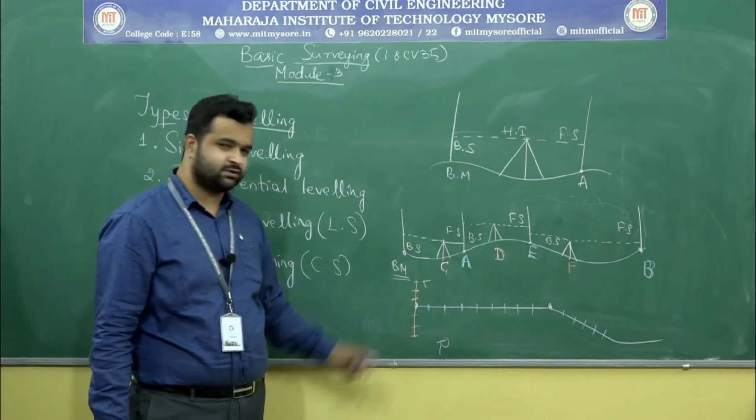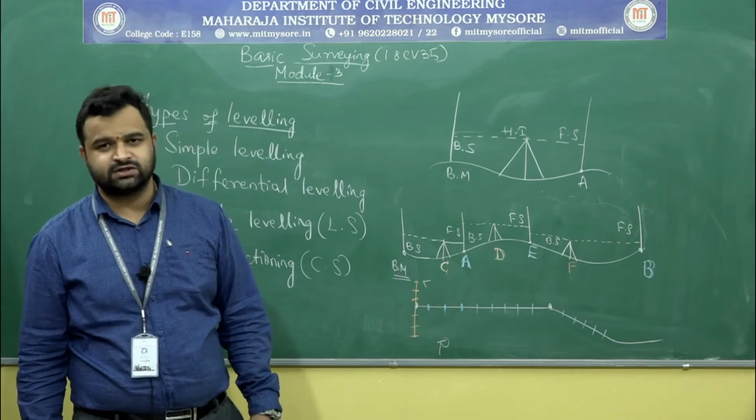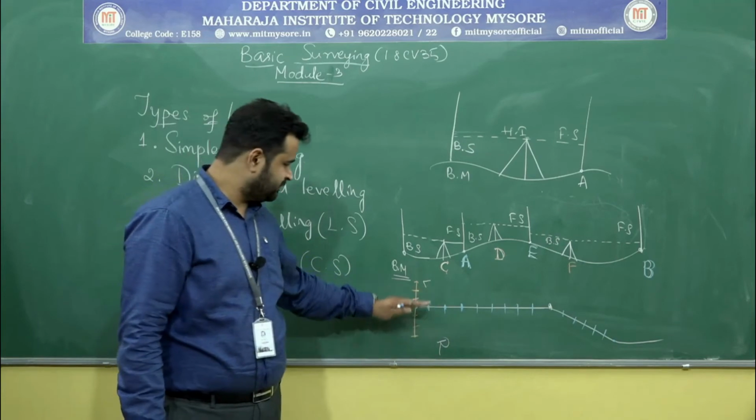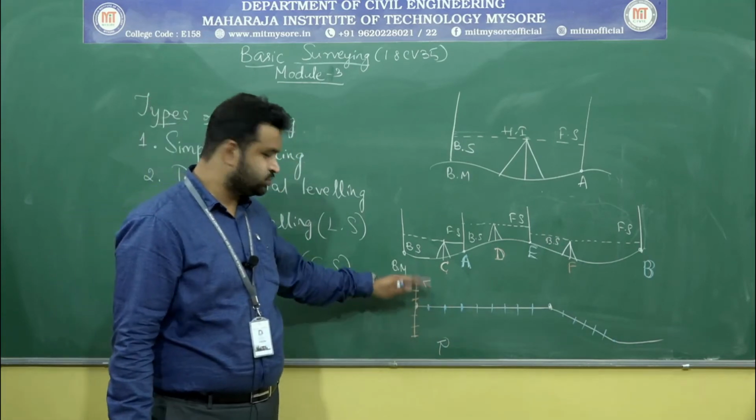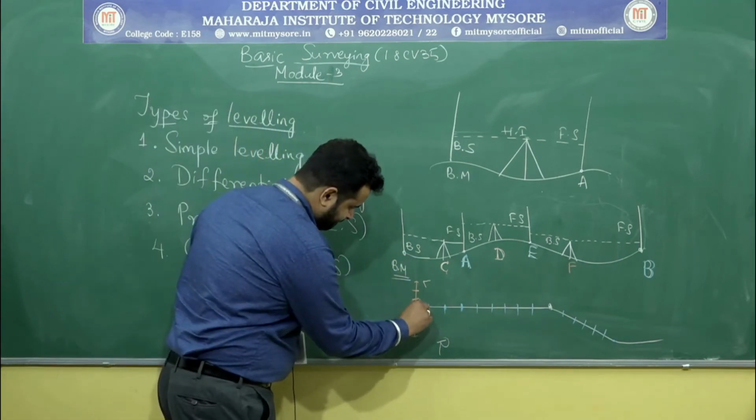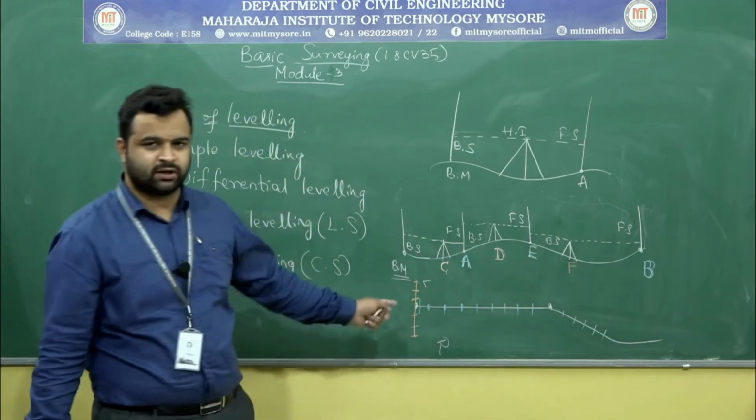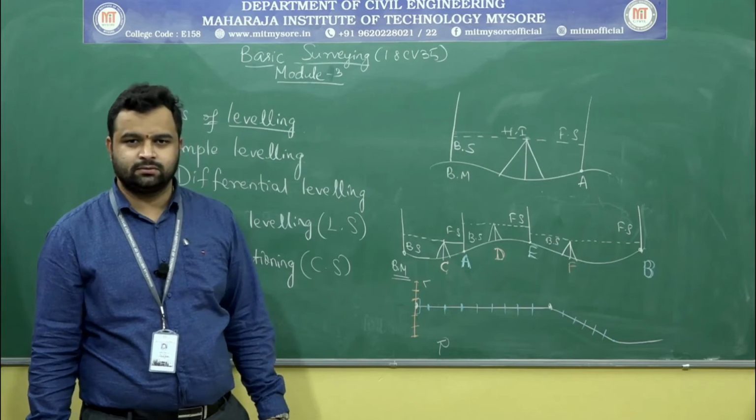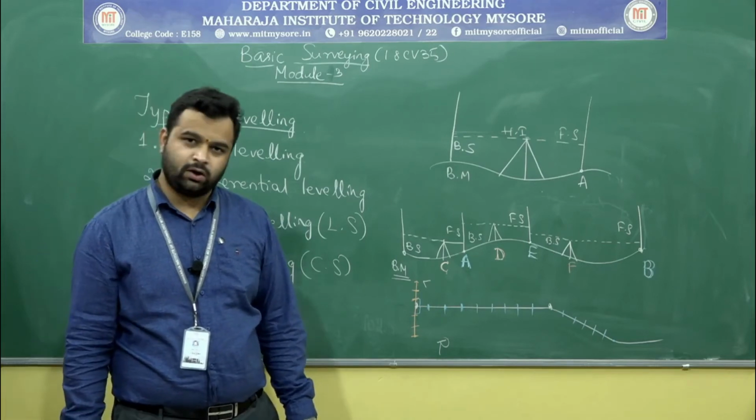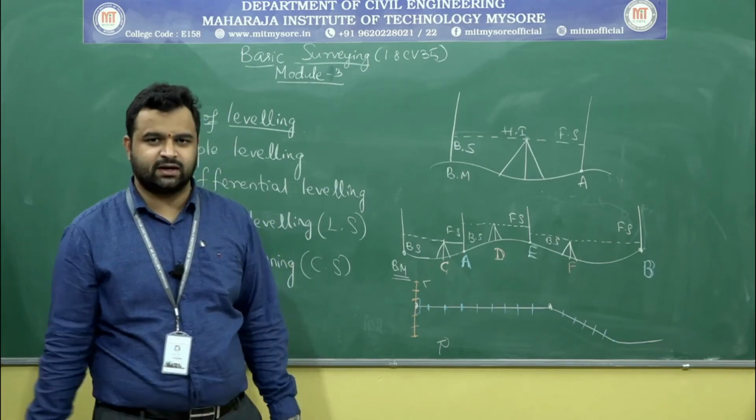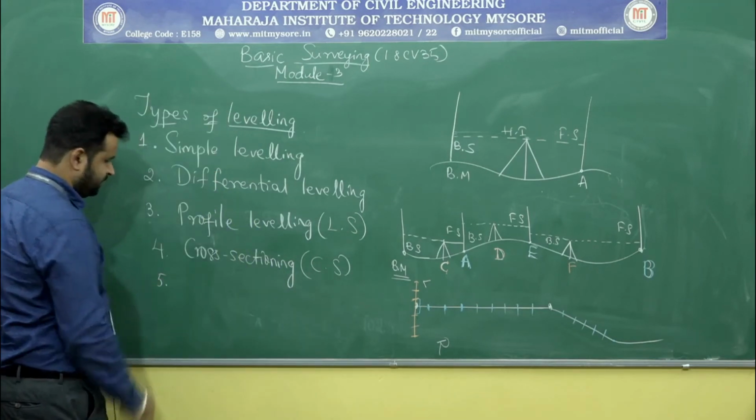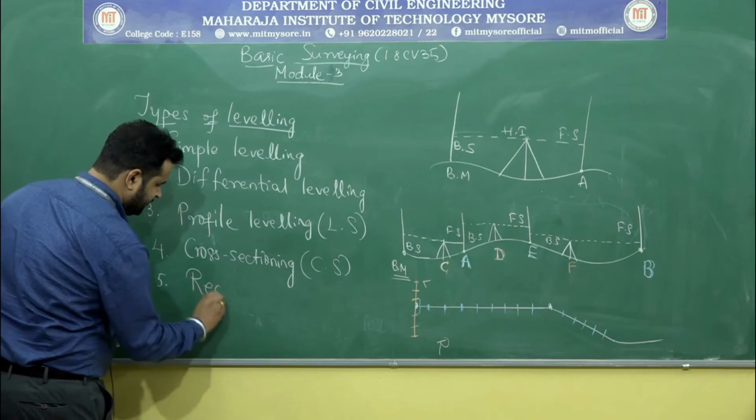So, let me repeat, what is cross sectioning? Cross sectioning or cross leveling is the process of taking levels on each side of a main line at right angles to that line in order to determine a vertical cross section of the surface of the ground or of underlying strata or of both. Okay. Now, let me go to the next type of leveling, reciprocal leveling.